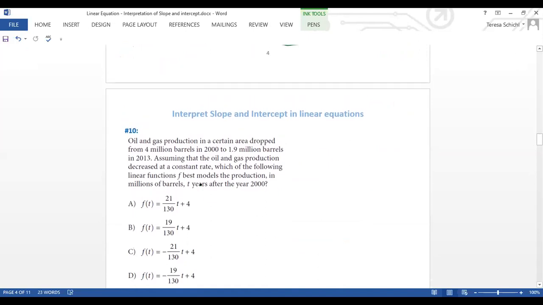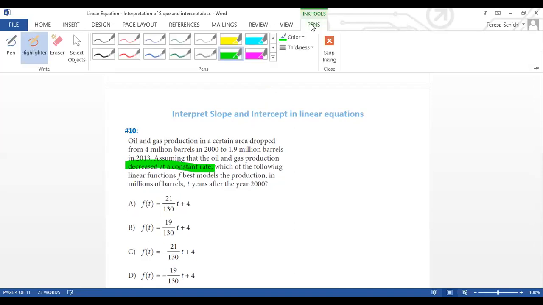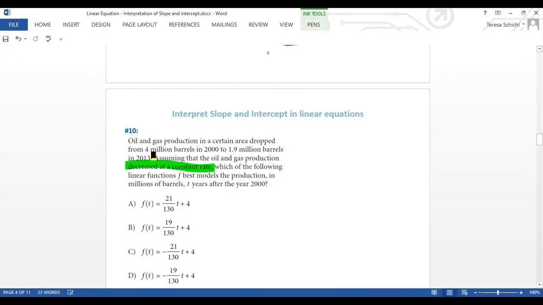Now number 10 is here. They say oil and gas production in a certain area dropped from 4 million barrels in 2000 to 1.9 million barrels in 2013, and assume that the oil and gas production decreases at a constant rate. I catch this: decreasing at a constant rate. Which of the following linear equations best represents this? Now my initial value is 2000, so from 2000 to 2013.